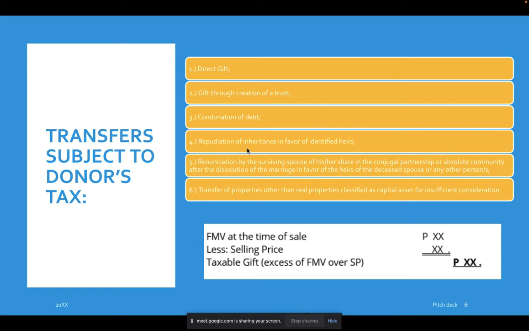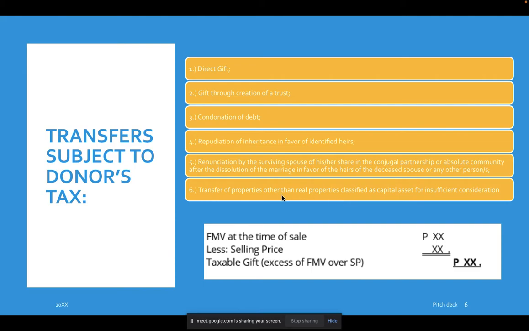Repudiation of inheritance in favor of identified heirs. Ito yung mga taong ayaw niya yung mana. Diba? Repudiation of inheritance in favor of identified heirs. Okay? Renunciation by the surviving spouse of his or her share in the conjugal partnership or absolute community of property, no? After the dissolution of the marriage. Yung, sige na, okay lang sa akin, wag nyo nang i-ano, yung share ko. I'm okay. Diba? Or, transfer of properties other than real properties classified as capital asset for insufficient consideration.